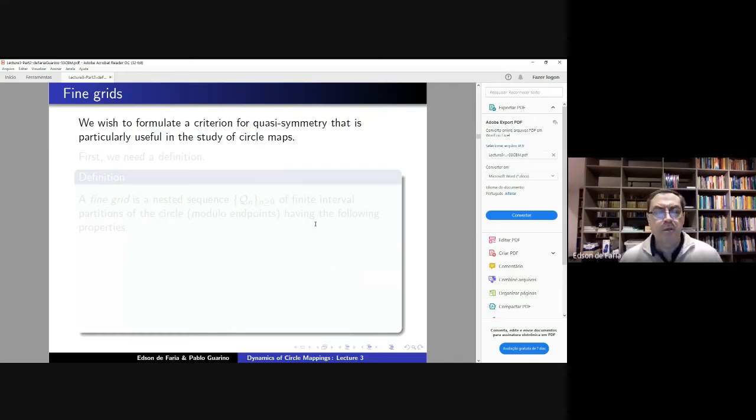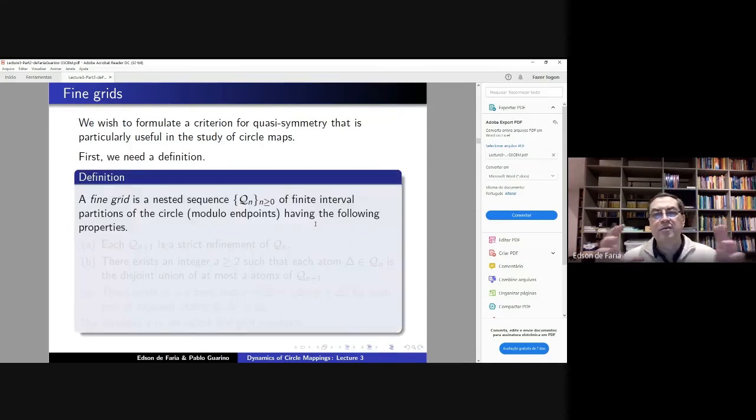Okay, these facts are very useful, but what we really need for the purpose of the conjugacy theorem that we are aiming at is a kind of dynamically useful criterion for checking that a homeomorphism is quasi-symmetric. And this is a purely geometric criterion that involves the concept of what we call fine grids. Okay, so what is a fine grid? A fine grid is just a nested sequence of partitions of the circle.